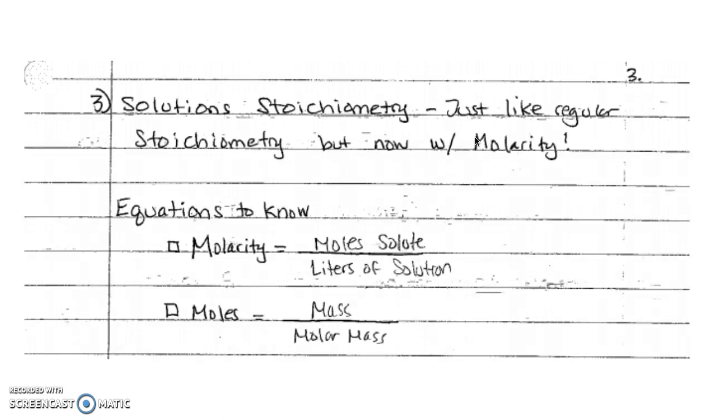Alright, so as I said in the last class, solutions to stoichiometry is just like regular stoichiometry, but now with molarity. And these are the two equations that you need to know: the molarity equation and the equation that relates moles to the molar mass, which is moles is equal to mass over molar mass. You may need to use one or both of these equations during a solution stoichiometry problem.